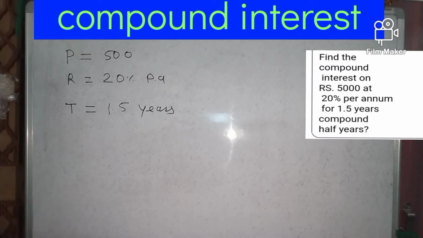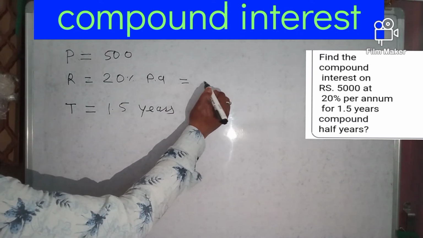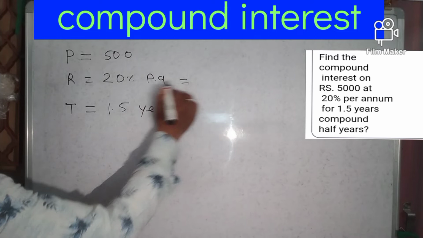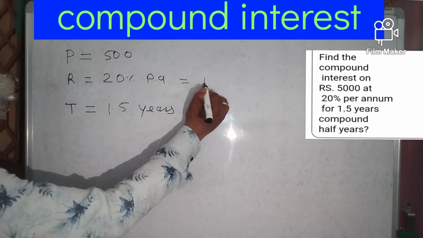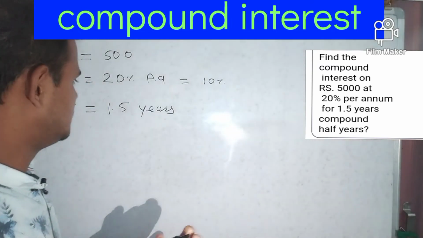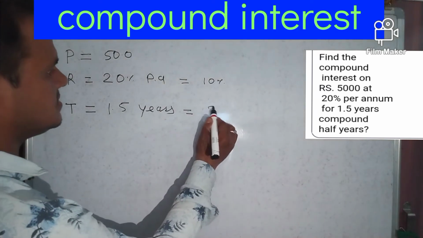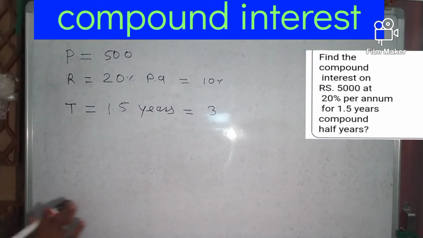And this is given half yearly. Half yearly means 6 months and 6 months. So 20 divided by 2 will be 10%. And in 1.5 years, 3 periods of 6 months come. So the number of periods will be 3, right? Now this question is solved.